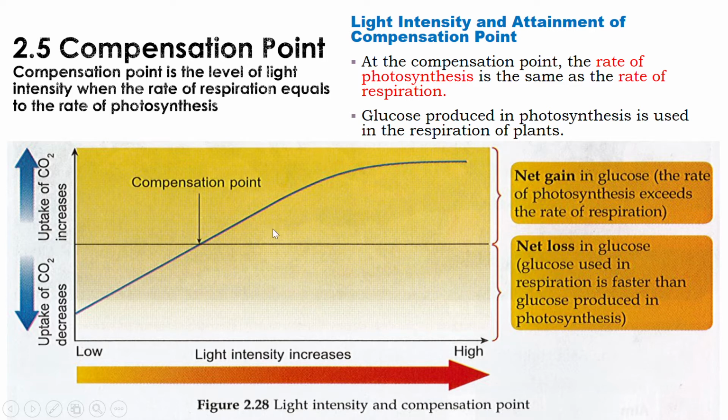But here at the bottom part, there is net loss in glucose. So that means glucose used in respiration is faster than glucose produced in photosynthesis. This is because the rate of respiration over this lower part of the graph exceeds the rate of photosynthesis. And therefore, a lot of carbon dioxide gas is released to the surrounding. In other words, we say the uptake of carbon dioxide decreases because of the low rate of photosynthesis.